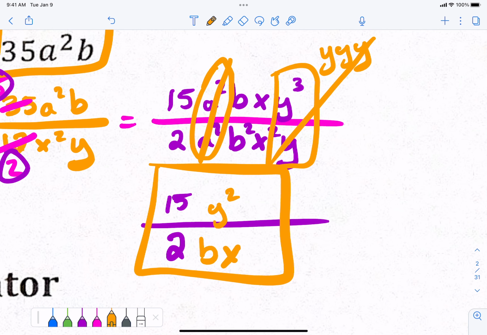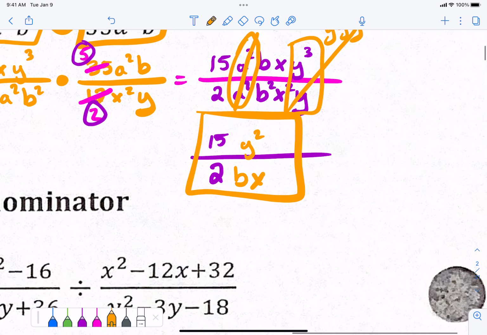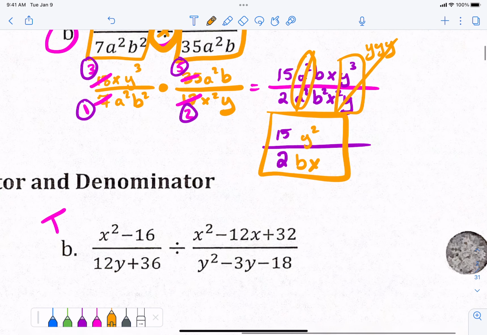Now I'm about to do a test. You are more than welcome to cancel wherever you want to, but it makes it easier if you clean it up first. Can I leave it? No, I didn't multiply. That's what it is. That's the answer. That's all. Okay? Good? All right, let's go down to these ones.